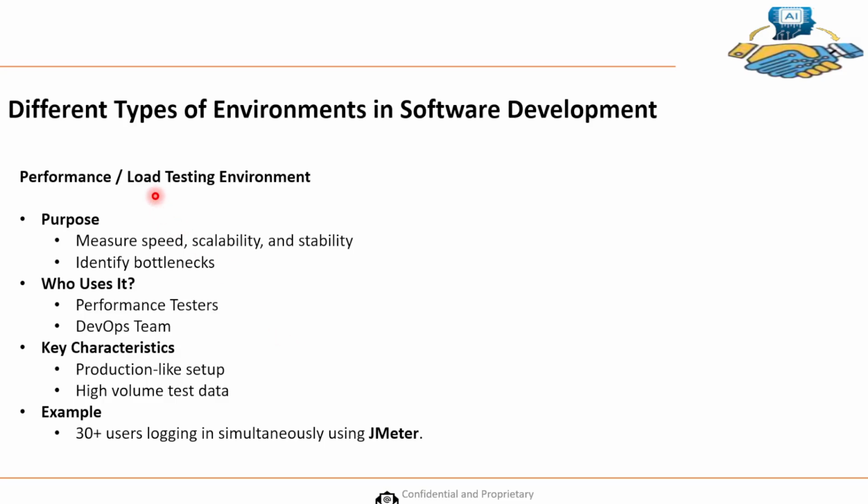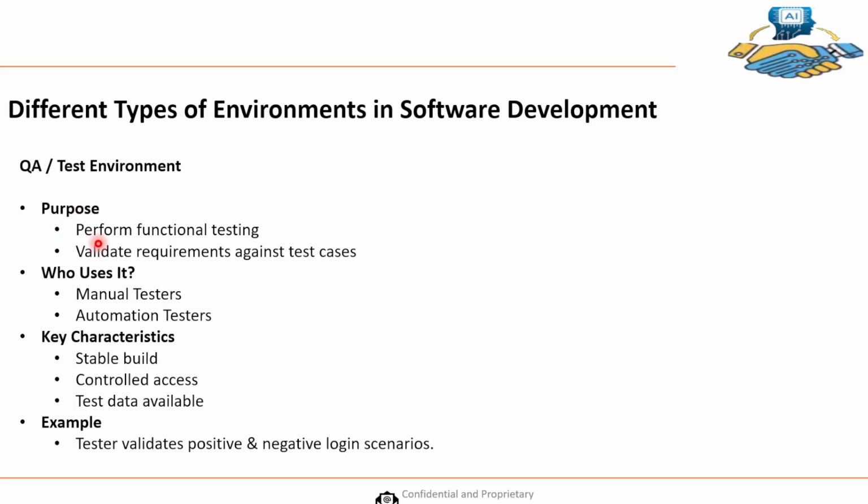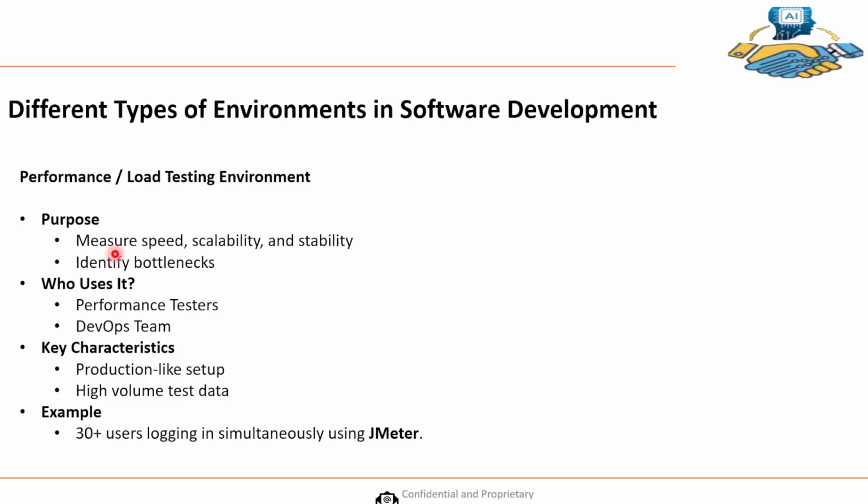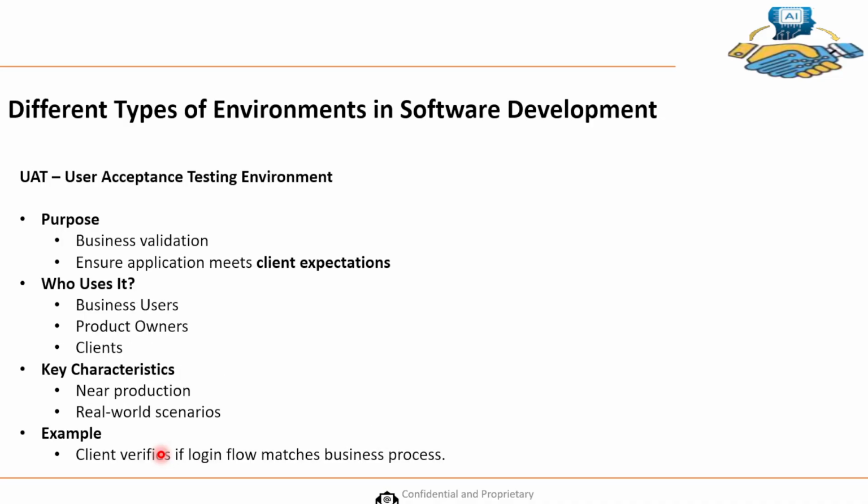Now if you see the performance environment and the QA environment, the configuration is different. In the QA environment, the basic purpose is functional testing, whereas in performance, we are checking the speed, scalability, stability, and identifying the bottlenecks. And here, our main objective is giving more load to the system.